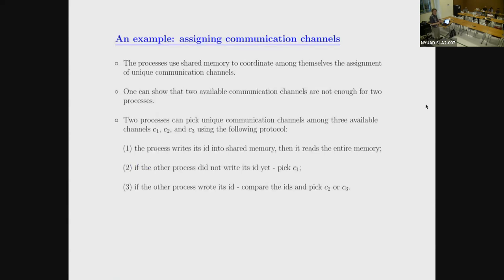So just as an example, to give you a taste of what this kind of thing is. Let's say we have processes that share memory to coordinate among themselves. And they need to coordinate assignment of unique communication channels.